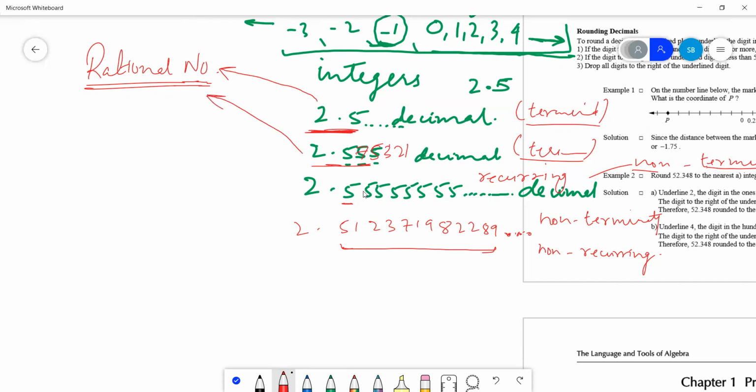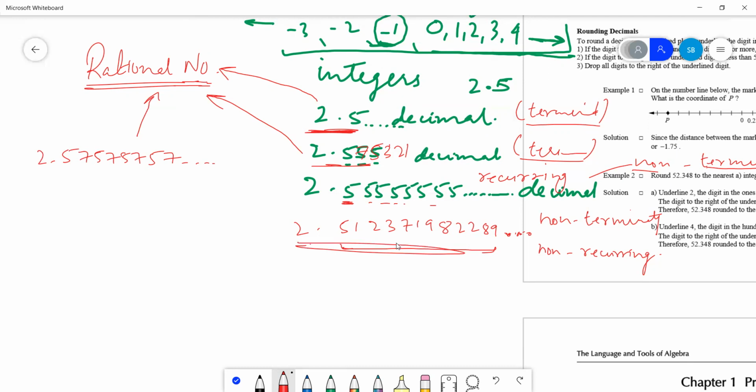Third number, which is non-terminating and recurring. It is having a schedule. It's following the schedule continuously. There are numbers repeating 5555555. Or we can say 2.57575757, and this 57 is getting repeated. It's not having any randomness. It's having some rules and regulations to follow. So this number is also a rational number.